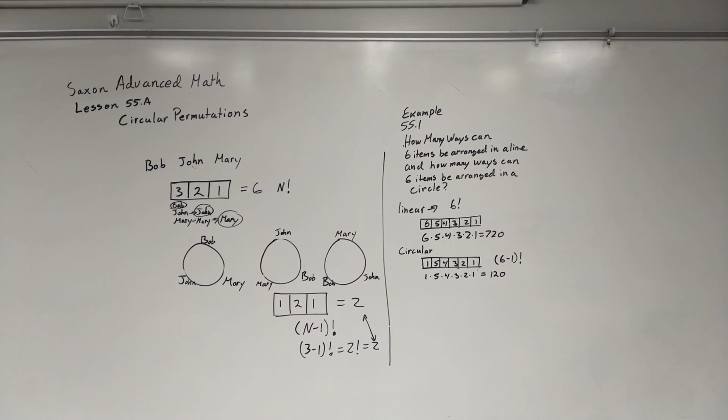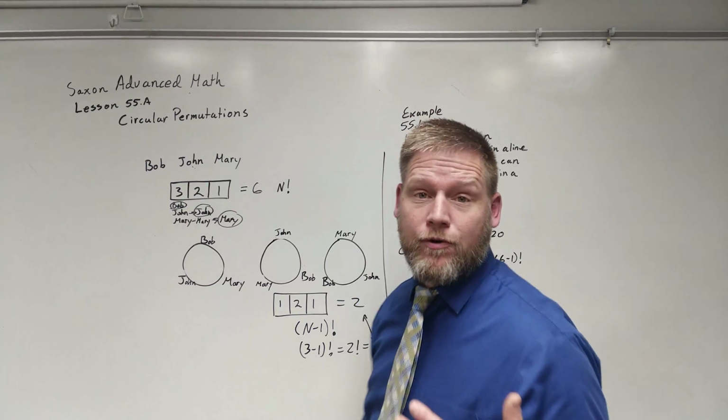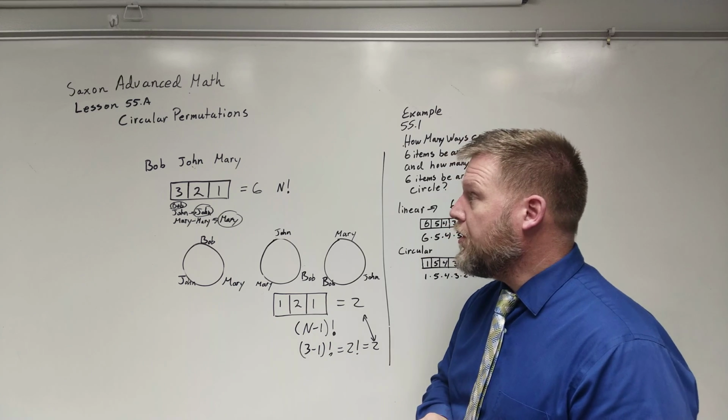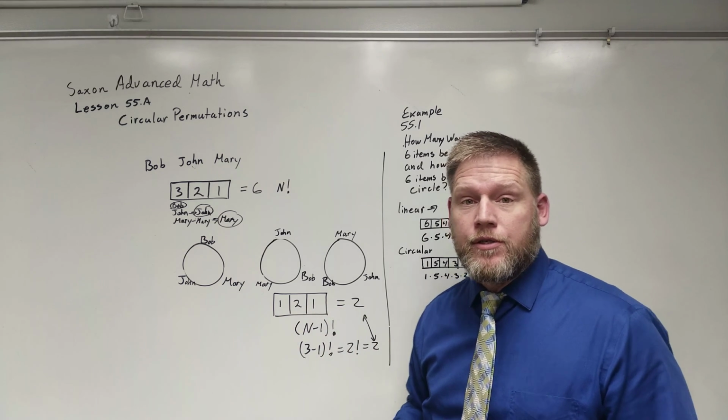Lesson 55.A deals with circular permutations. Now, we have to remember just what permutations are first. A permutation is how many different ways something can be arranged. We already know what to do with linear permutations.